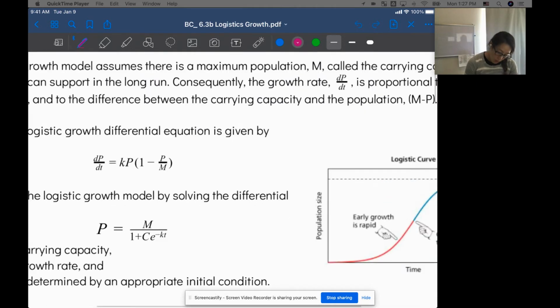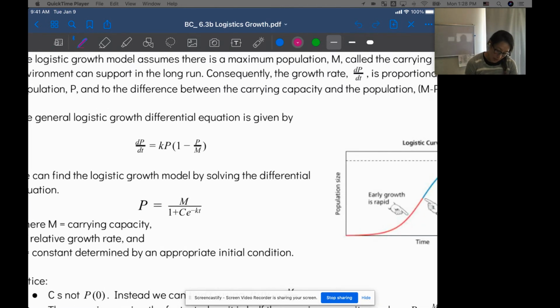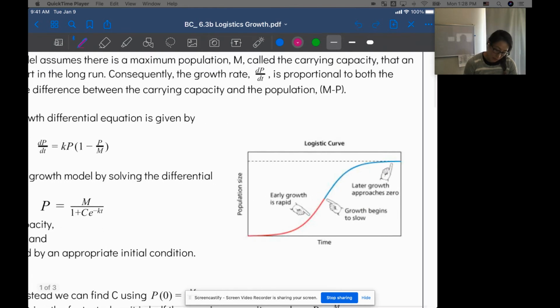A logistic curve looks, at first, like an exponential curve, and then it increases quickly, and this is the fastest point. The point of inflection is the fastest point that the graph is increasing, and then it still increases. It just increases at a slower rate. So it slows down.